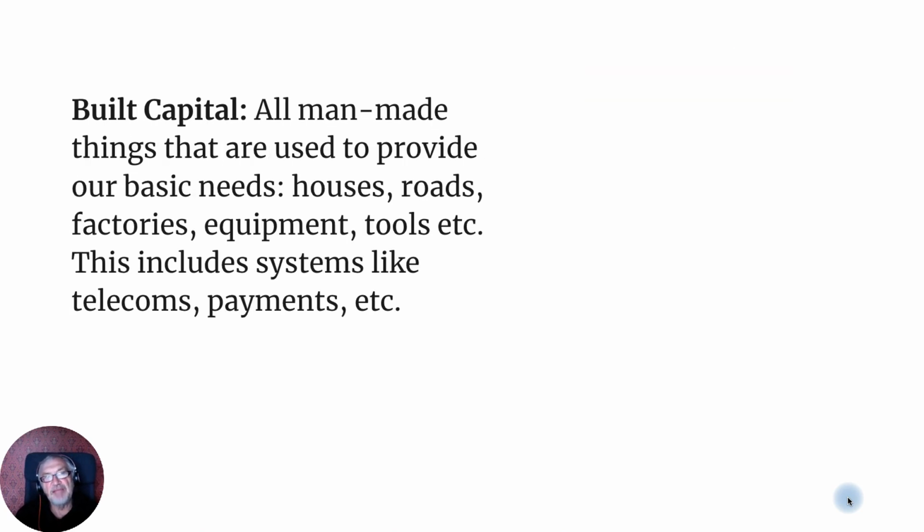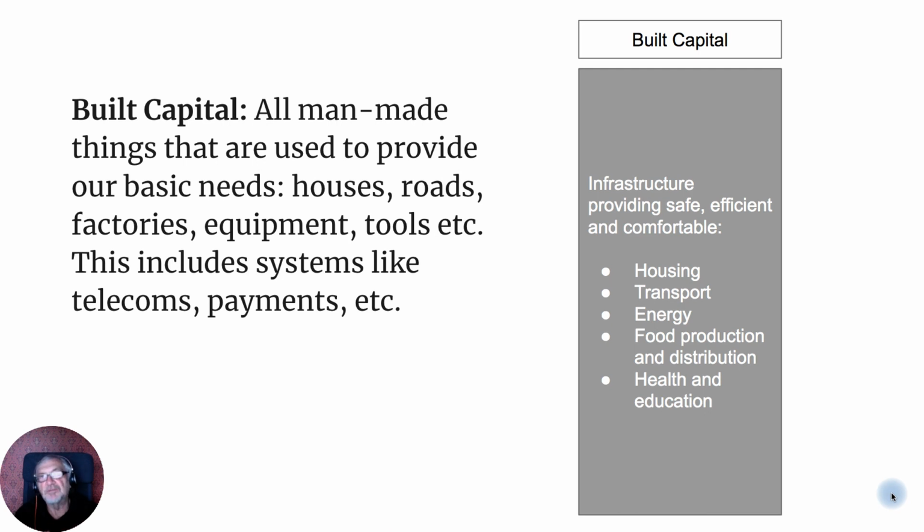Built capital is the man-made things that we have, and they're used to provide our basic needs. I think those are the ones we should concentrate on. This would include houses, roads, factories, equipment, tools, but also systems like our telecoms and our payments, etc. Now, good built capital is the infrastructure that, in a safe, efficient, and comfortable way, provides our housing, our transport, energy, food production, and distribution. And some would say it provides good health and education services.